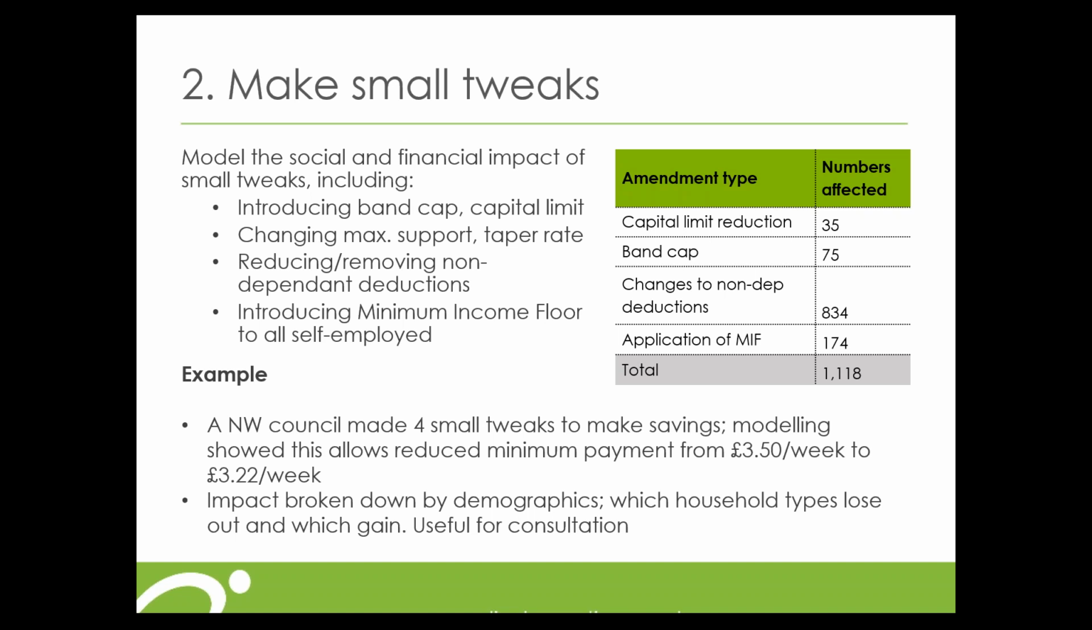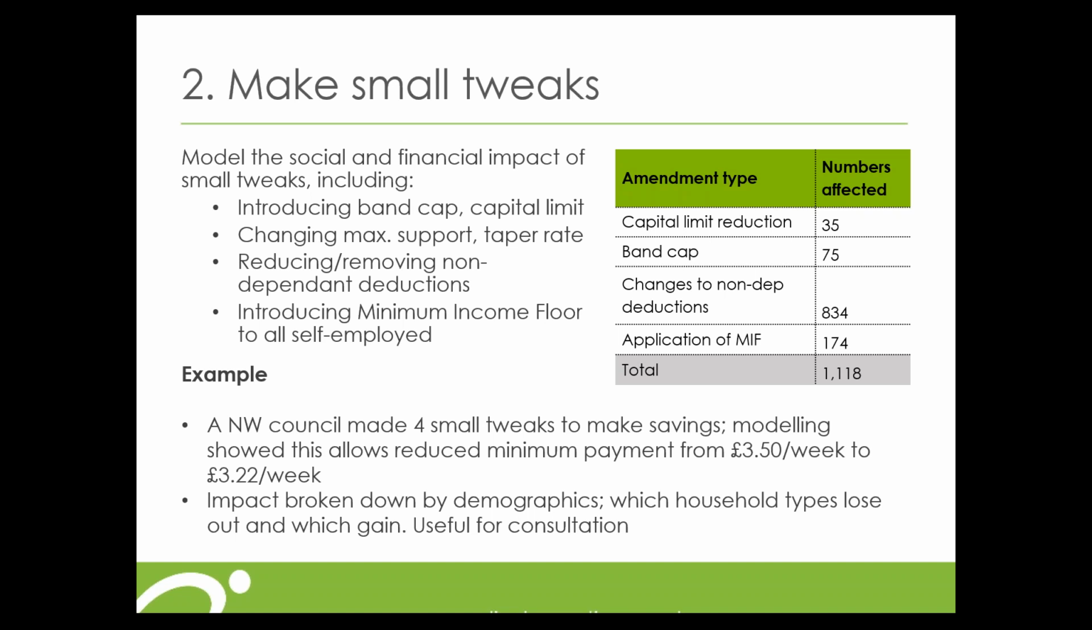So these can be things such as introducing a band cap or reducing the capital limit if that hasn't been done already, changing the maximum level of support or minimum payment or the taper rate, reducing non-dependent deductions or just removing them altogether, as a quick way to simplify administration, or in anticipation of universal credit, beginning to introduce the minimum income floor to all self-employed people, whether they're on universal credit or not, given that that will happen anyway. And actually, a lot of local authorities that I've been speaking to recently have said that they see that as a fair thing to do because of what they know about the incomes that they tend to report locally.